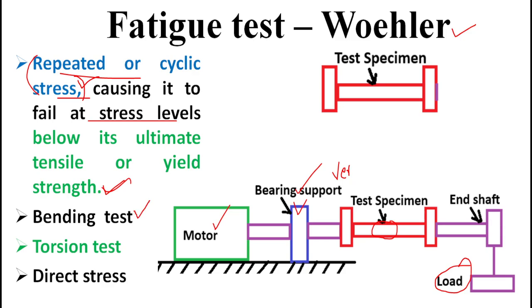There are various kinds of fatigue tests. One is the bending test, where one side is fixed and the other side is loaded. The torsion test involves rotational motion, and the direct stress test involves tensile or compressive stress. In the rotating test the specimen rotates at high speed, nearly 3000 to 6000 rpm, with the end loaded. These are the various kinds of fatigue test: bending, torsion and direct stress.